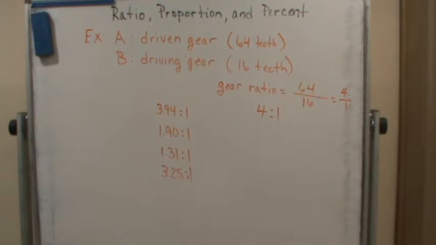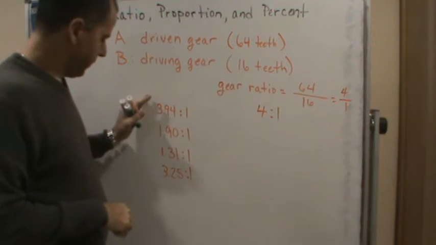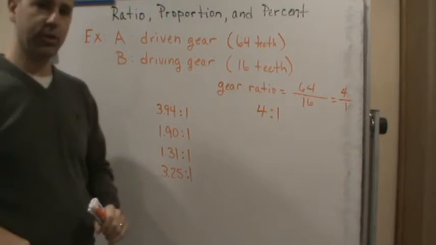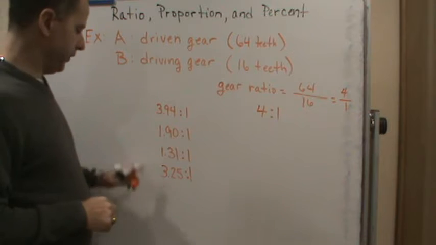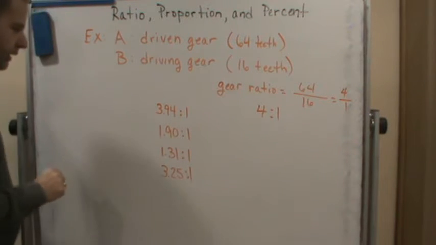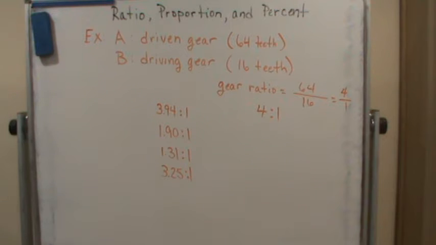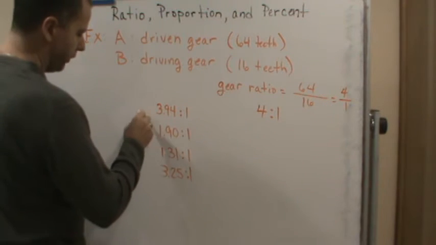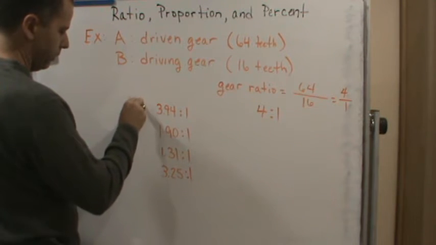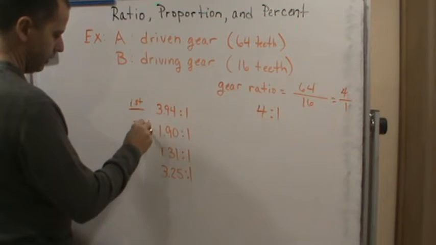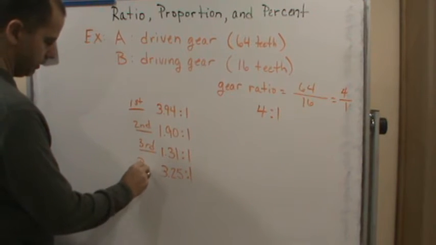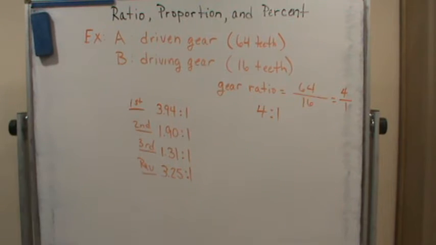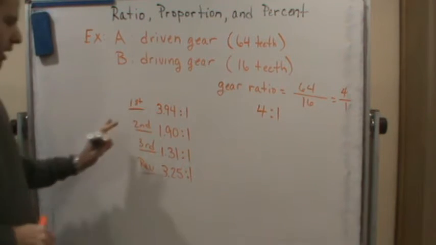Now a couple of things here I want to show you regarding these ratios. These are common ratios that we see with automobiles, okay? If you don't recognize these, they are the common, or typical, gear ratios for a passenger car. So this would be the gear ratio for first gear, second gear, third gear, and reverse. Okay? So what do these gear ratios mean?